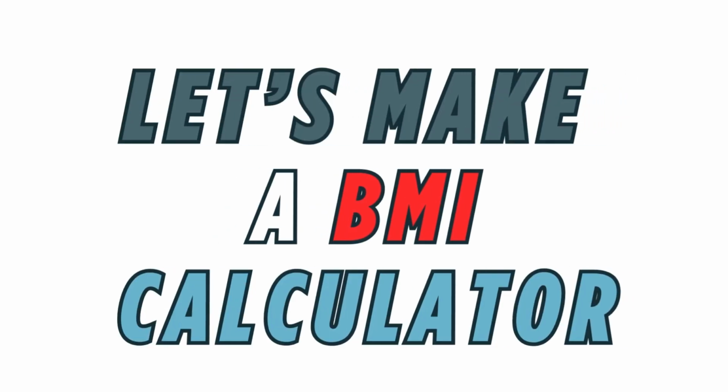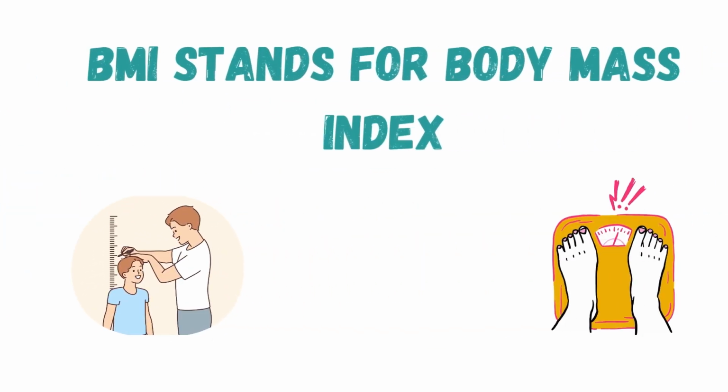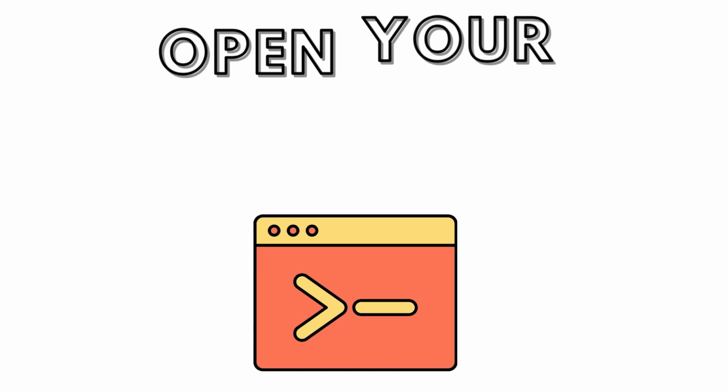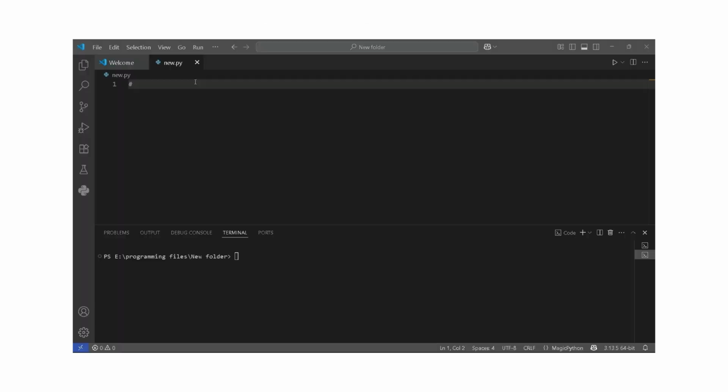Now let's make a BMI calculator. BMI stands for body mass index. To make this, we need the formula, right? So the formula is weight divided by height squared. Okay, now let's open the terminal and see how to do this.